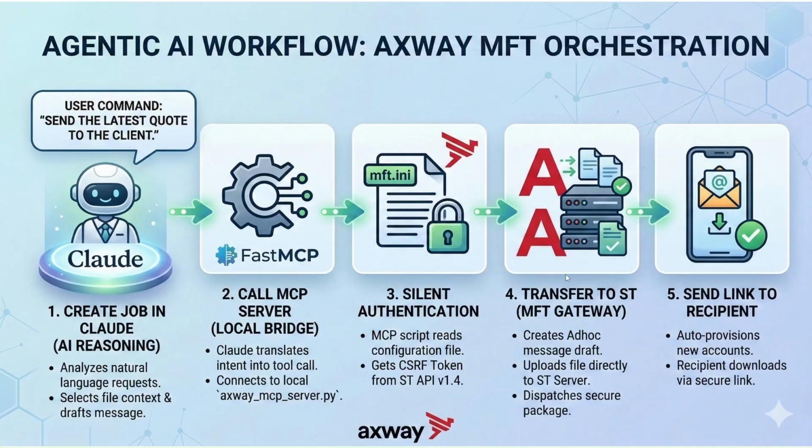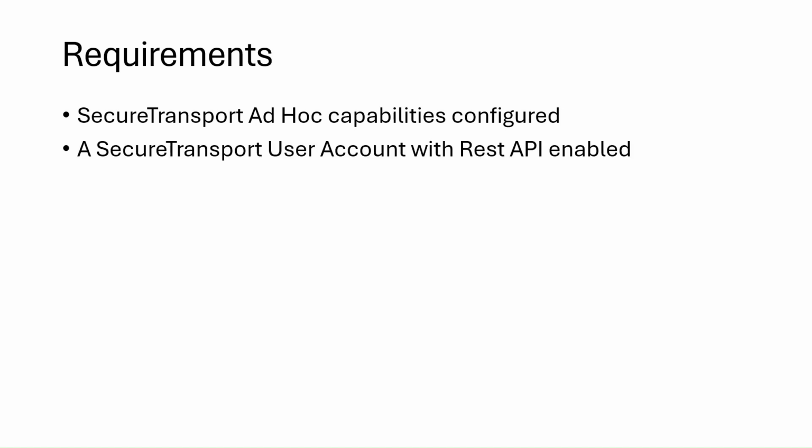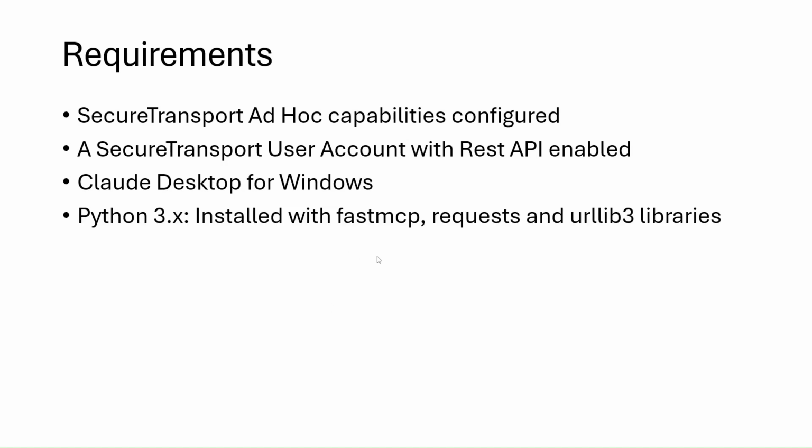Okay, so to set this up, what we'll need is the SecureTransport ad hoc capability configured, a SecureTransport user account with the ability to use the RESTful API, and Claude desktop for Windows. I need Python 3 to run my MCP servers, so I'm going to need FastMCP and the urllib3 libraries, and that should be it. So let's have a look at the complete workflow.